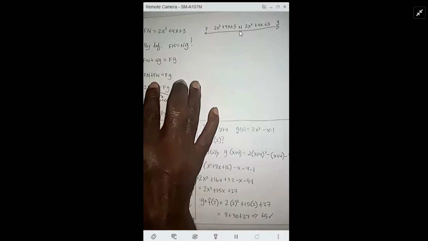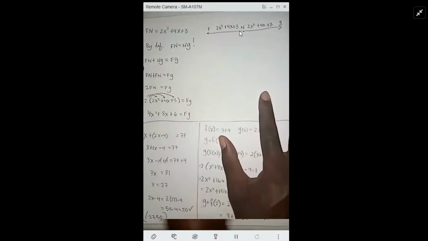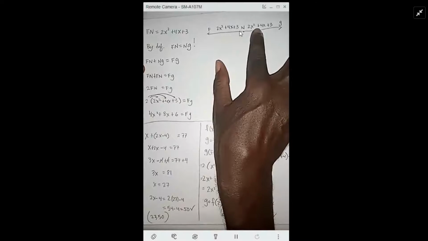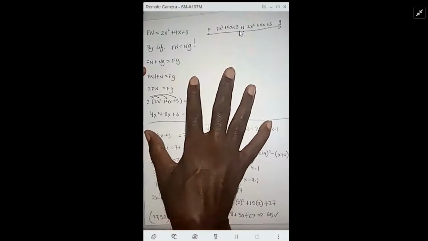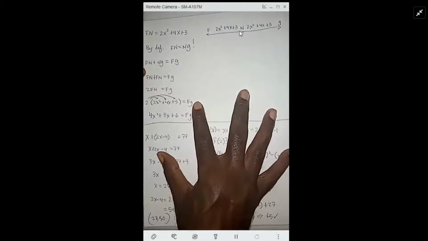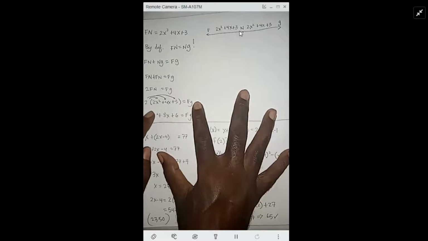Now, that means we can do a substitution. You could just add these two up, but what I did was show you how we do it mathematically. FN plus NG equals FG. I'm going to substitute FN for NG, so FN plus FN equals FG. 2FN equals FG, so I just multiply this times 2. We get the same answer if you just add those up. But I'm going to distribute this 2. This is how I do it.